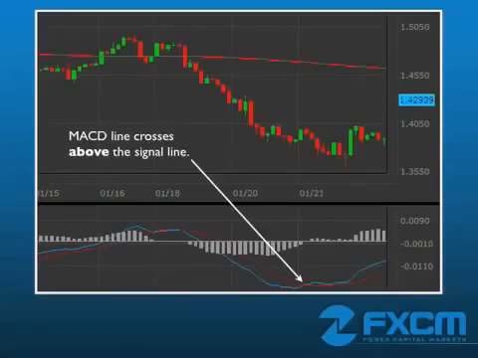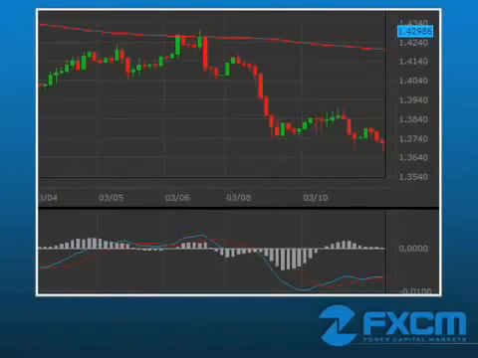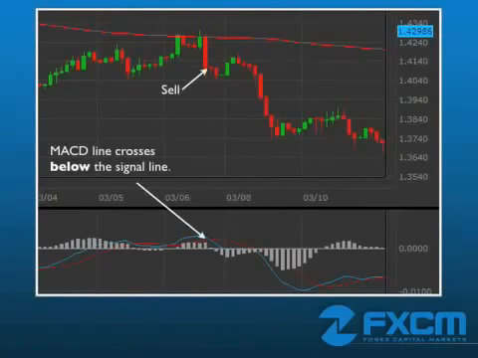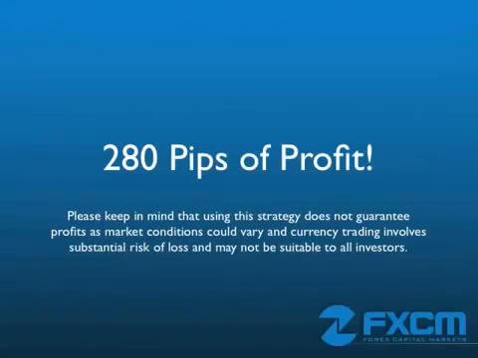Now moving forward, things are looking pretty good. And right here, the MACD line crosses back above the signal line. We can close out our trade here at about 1.3960 and take a profit of about 690 pips. Okay, here's another one. We can sell here at this cross and wait for this cross to get us out of the trade. Once again, a nice trade with a profit of about 280 pips.